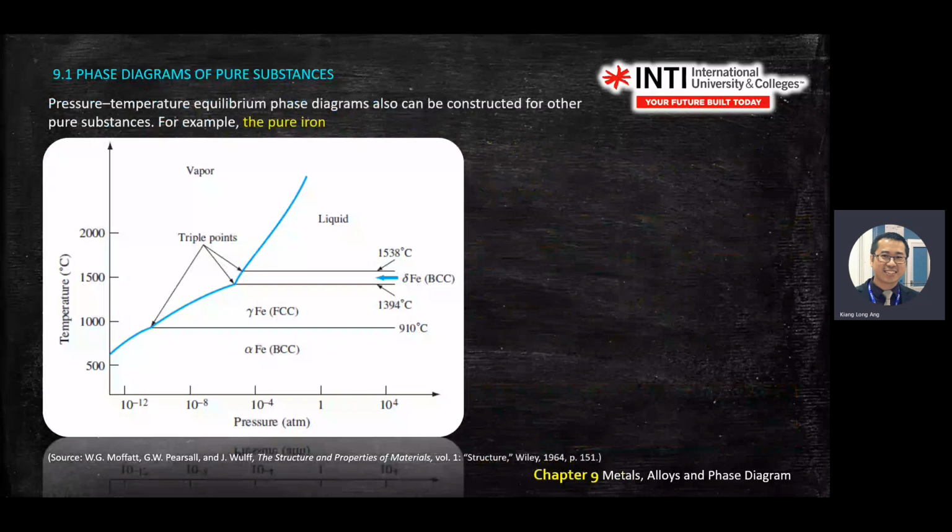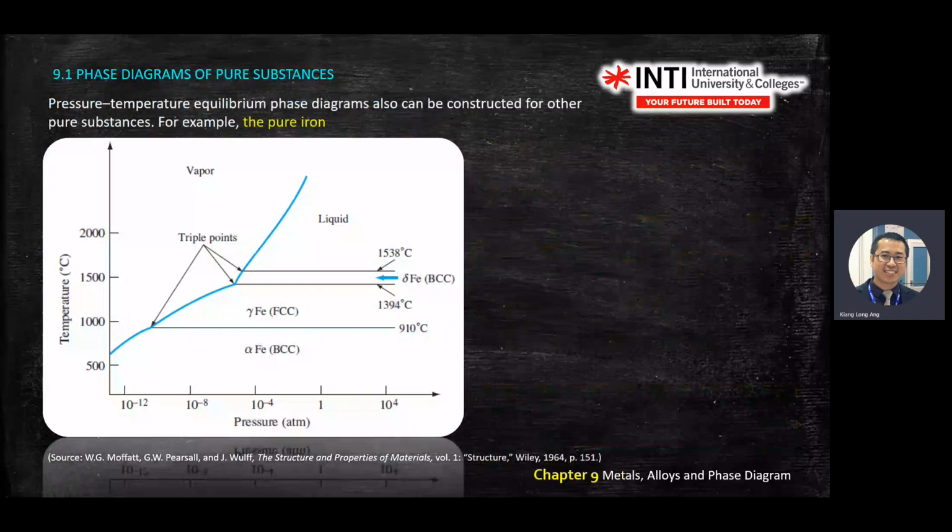This one is BCC form. Now try to link what you learned in chapter 1, chapter 2, FCC, BCC. So a question from chapter 9 can link back to chapter 1, chapter 2 questions. You can read from the graph, get the phase, then maybe calculate the lattice parameter a, or draw the crystal structures, and then how you do the strengthening, how you fill in the alloying, how you do alloy. And then between 1394 and 1538, you get delta ferrum.